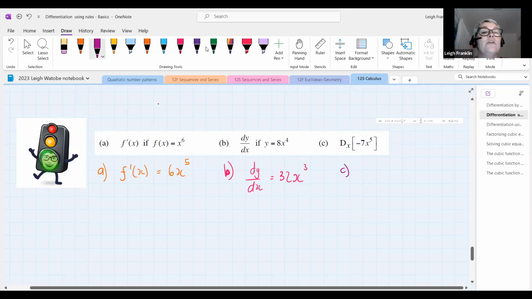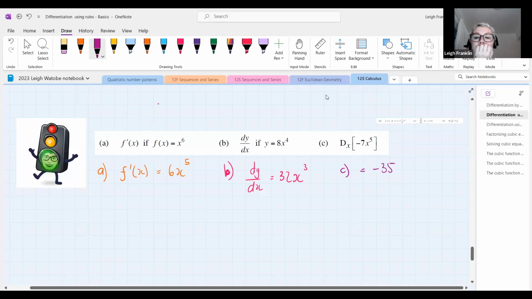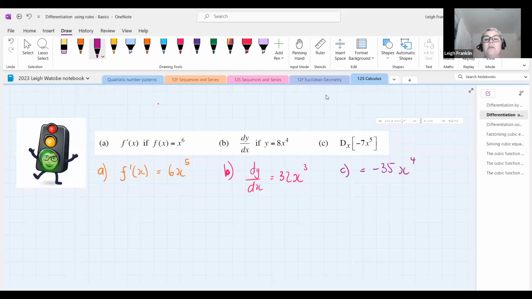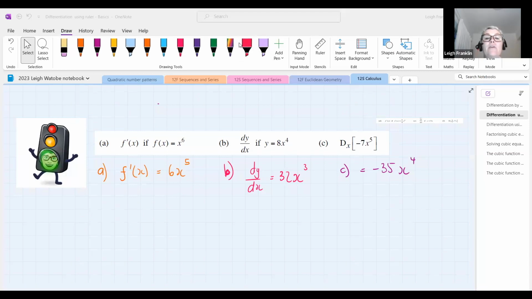Okay, next one, last one. Who wants to do this one for us? Amahle, would you like to do this one? Yes, please. Good evening, ma'am. Good evening, Amahle. The answer would be equal to negative 35x to the power of 4. Fantastic. Smoking hot, guys. Well done. All right, so screenshots, everybody, and let's move on to something just a little bit more challenging.